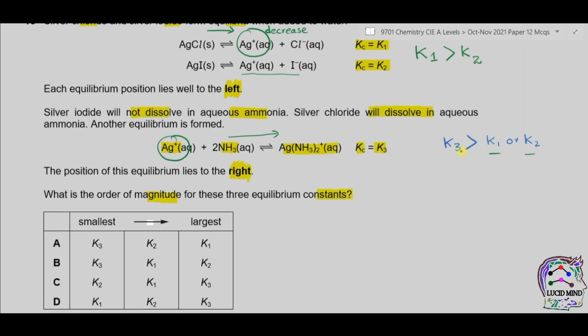So now we can see that K3 should be the largest. On second position we have K1 and on third position we have K2. Correct answer is therefore C.